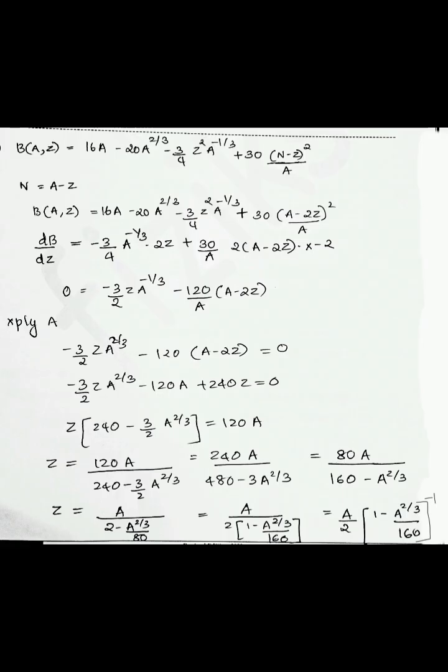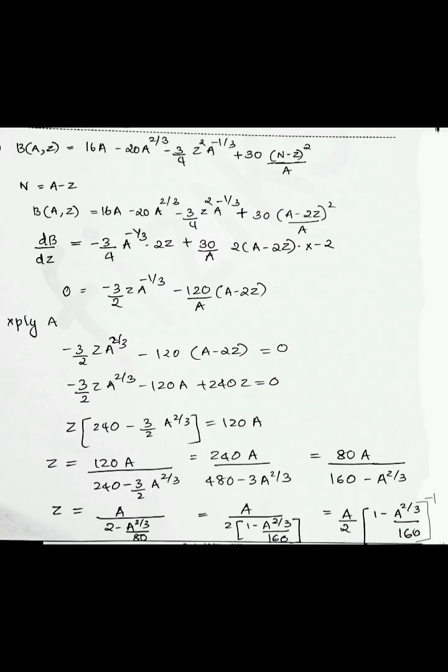We know that B(A) = 16A − 20A^(2/3) − (3/4)Z²A^(−1/3) + 30(N−Z)²/A, and we know N = A − Z. So we can rewrite it as B(A) = 16A − 20A^(2/3) − (3/4)Z²A^(−1/3) + 30(A−2Z)²/A. So dB/dZ = −(3/4)A^(−1/3)·2Z + (30/A)·2(A−2Z)·(−2).